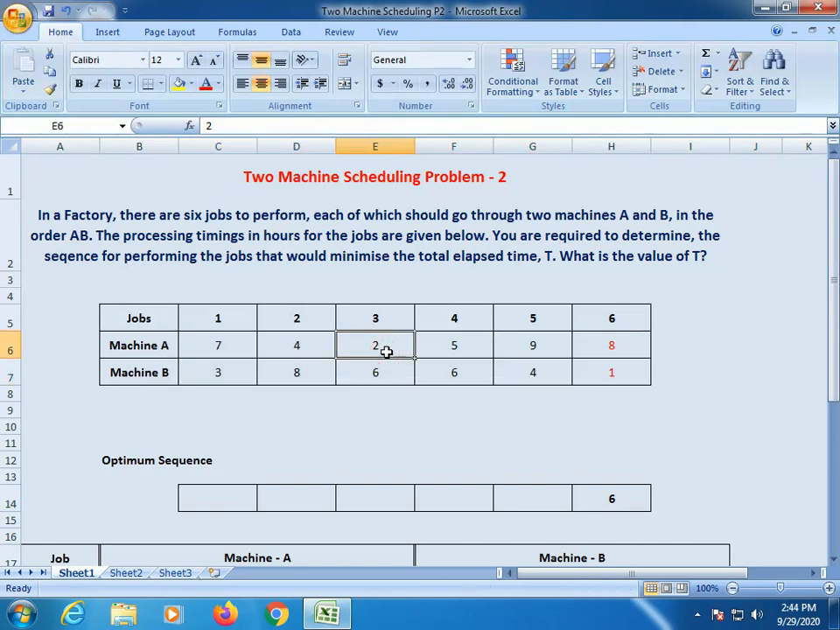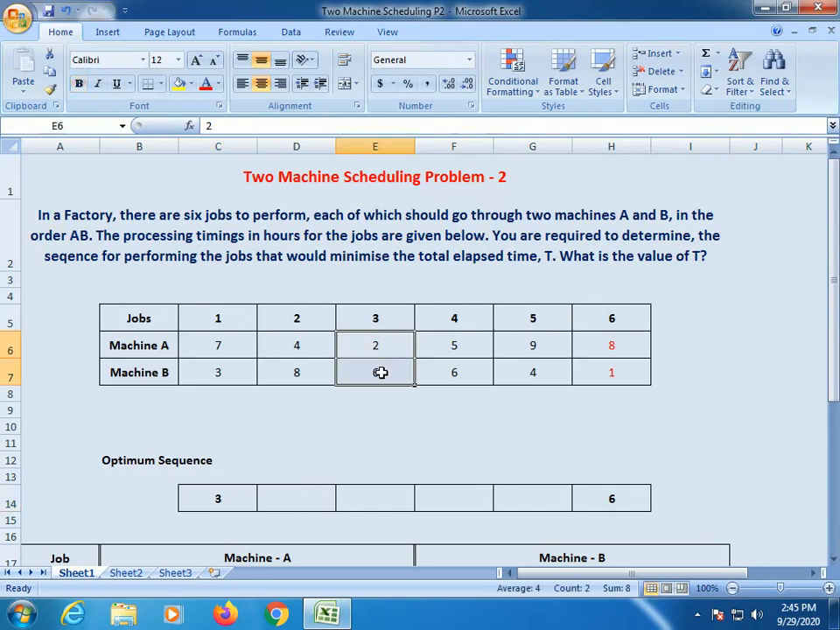So let us identify: this 2 hour is relating to job 3 and it is relating to machine A. So where we have to place the job in the optimum sequence, because here we have to consider machine A. We have to place the jobs from left to right if that processing time is relating to machine A. Okay, so this processing time is relating to machine A, that's why we have to place from left to right side in the optimum sequence. So we have to place job 3 here.